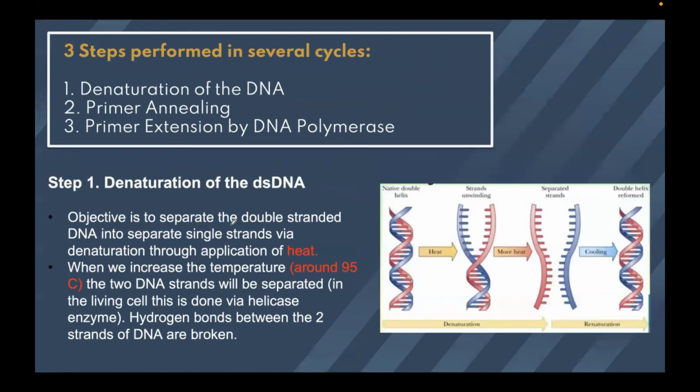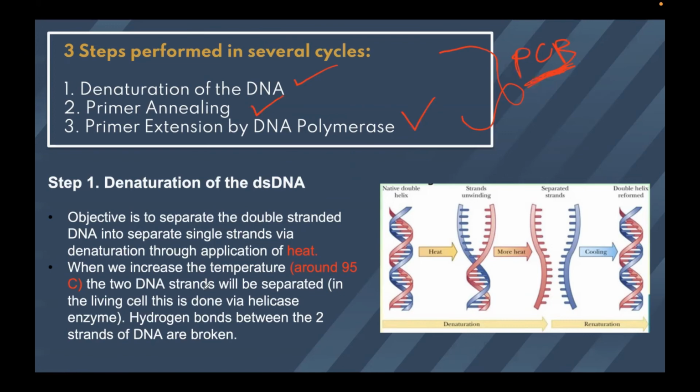Next naman is the 3 steps performed in several cycles. So ito basically ang principle ng polymerase chain reaction. Ito yung nangyayari sa loob ng isang PCR machine. Makinig po nang maigi. Number 1 step is the denaturation of the DNA. Second step is the primer annealing. Third step, primer extension by DNA polymerase. Pakitandaan na in every step, mahalaga ang ating temperature. Mahalaga rin ang mga cycle.